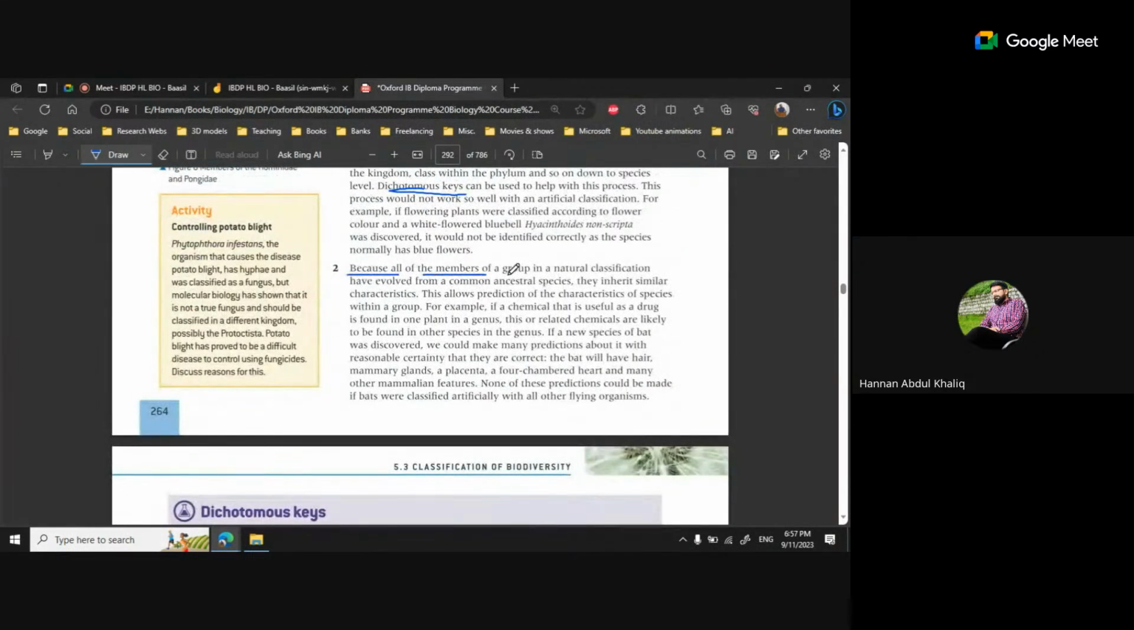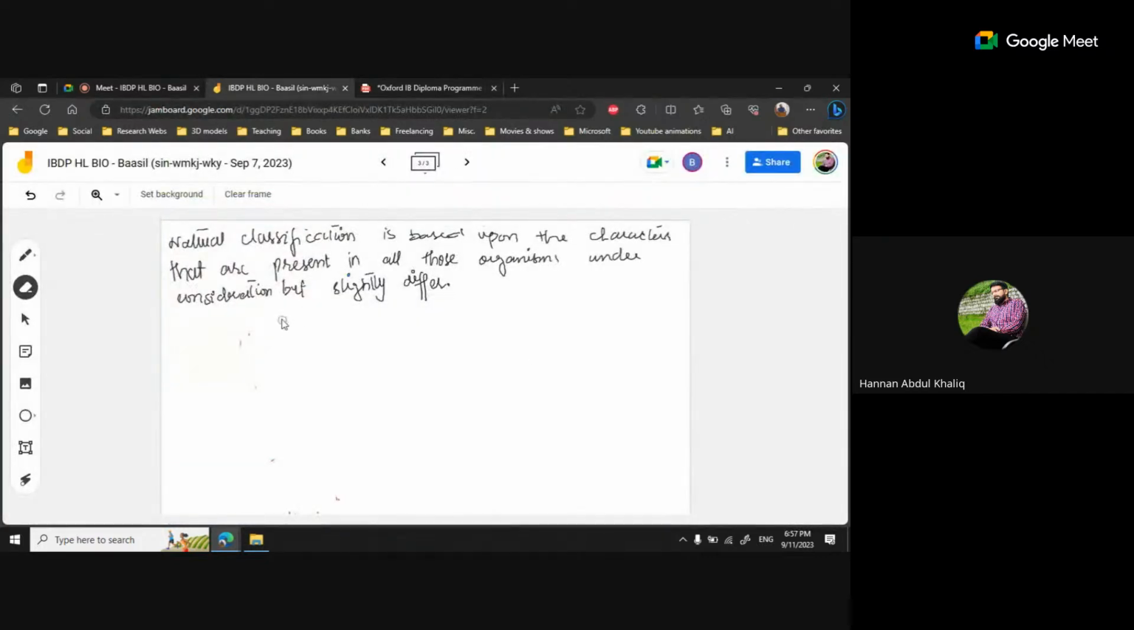Then comes: because all of the members of a group in a natural classification evolved from a common ancestral species, they inherit similar characteristics. Now, what is the advantage? Let's say you discovered a new species, an organism that is flying. Now, please think and tell me what would be your first assumption.